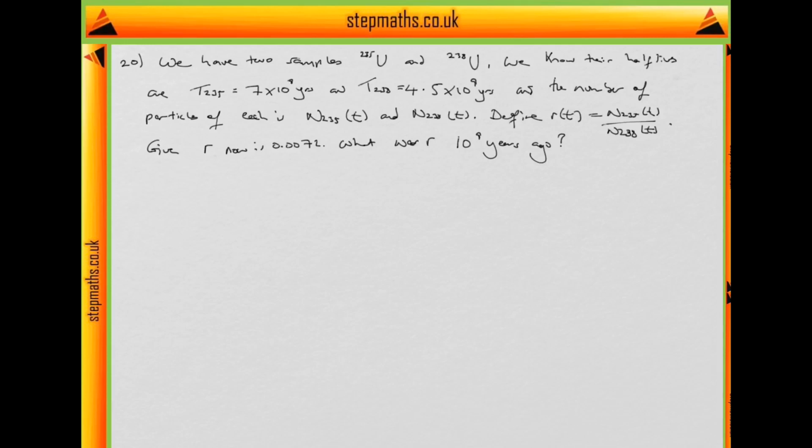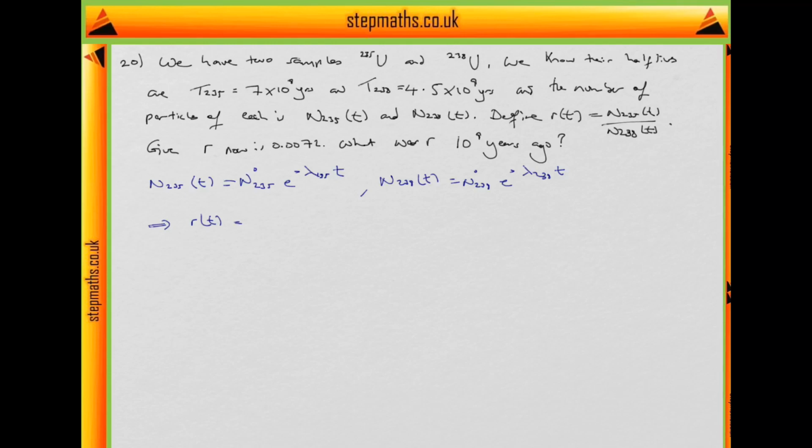Okay, so we can start off by defining that the number of 235 particles at time t will be, well, let's define t0 to be 10 to the 9 years ago. So that will be the number n0, 235, times e to the minus the decay constant lambda sub 235 times the time since 10 to the 9 years ago. And similarly, for 238 it is the number at time 0, e to the minus lambda sub 238 t.